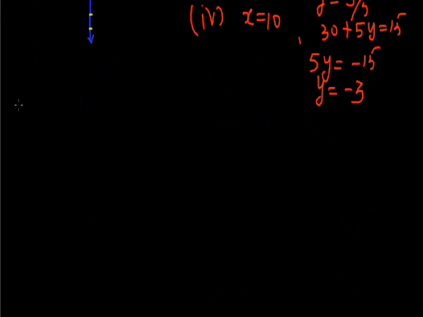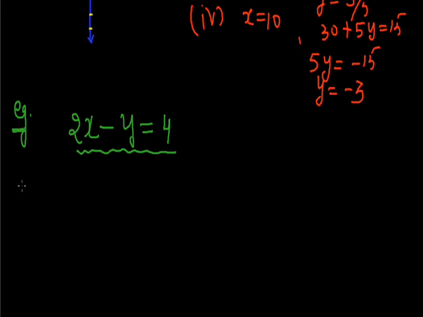Let us do one more example for the line 2x minus y equals to 4. How to draw the line? The same pattern will be followed. We get the set of points x and y.